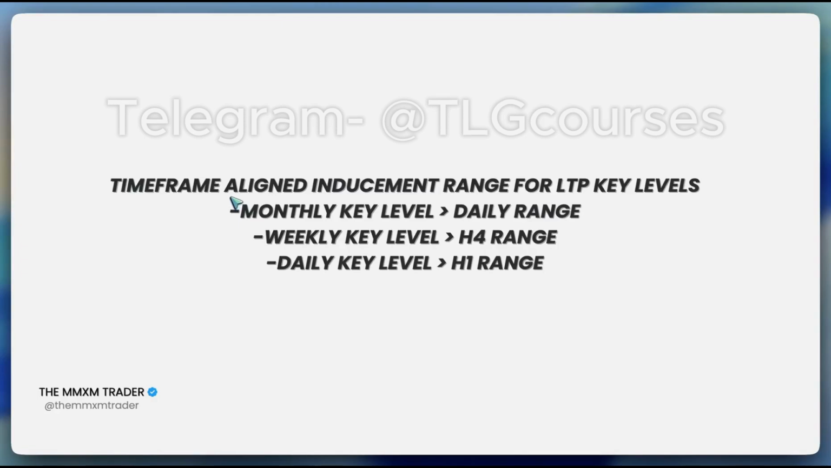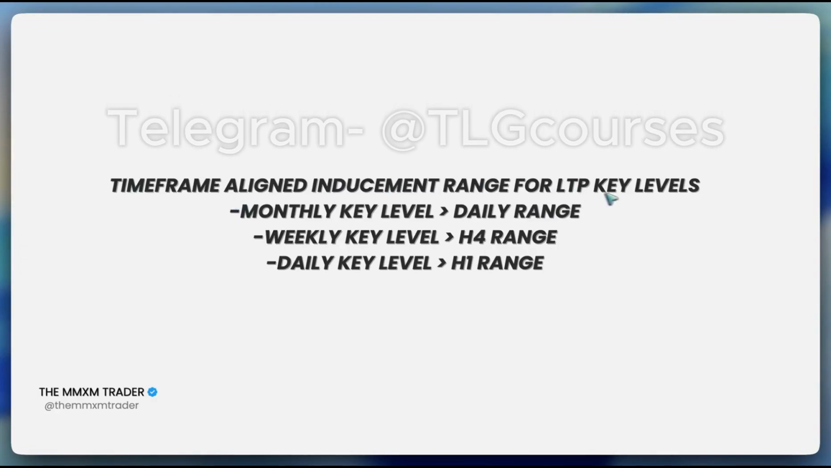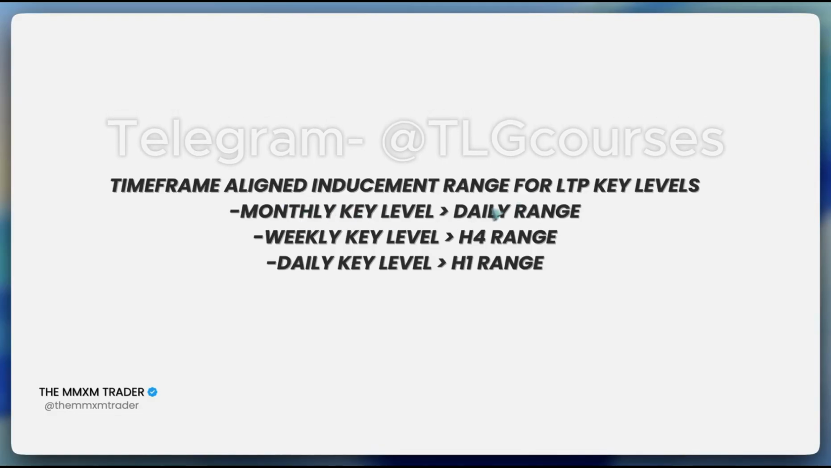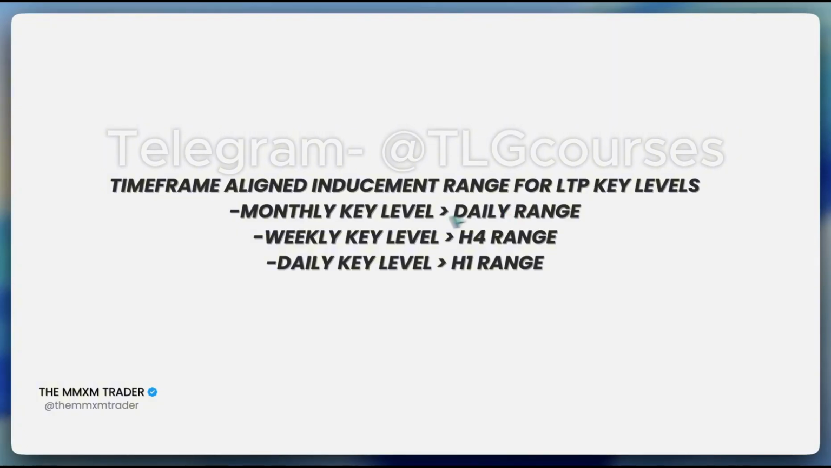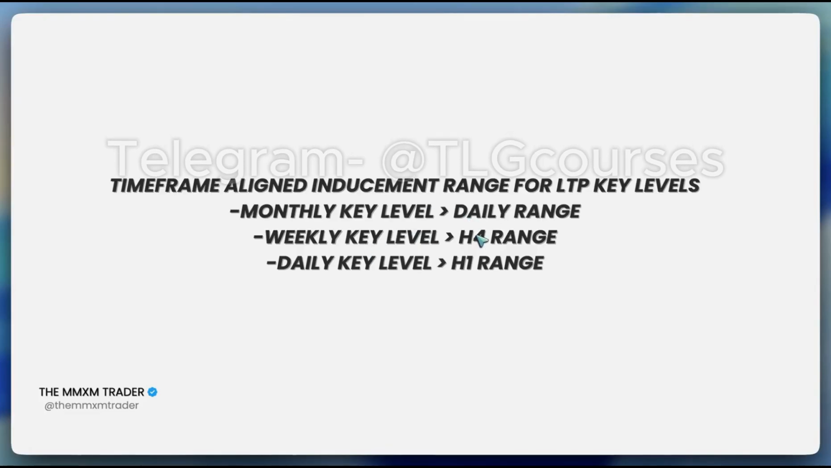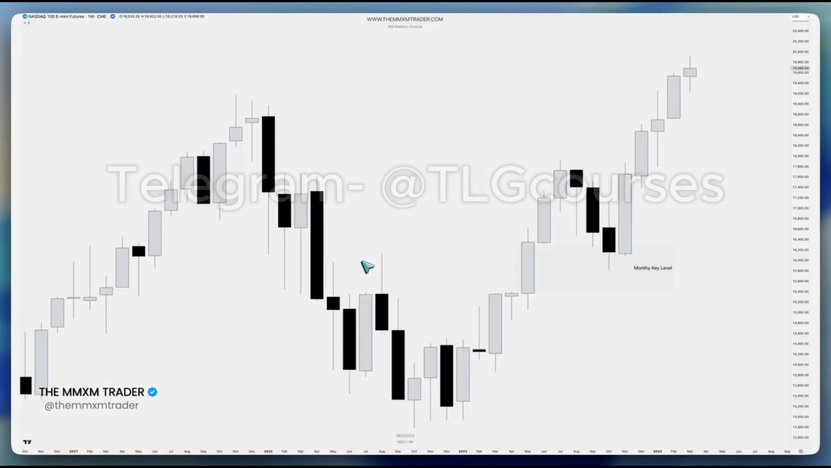Okay, so the time frame alignment for the range for LTP key levels. When we're looking at a monthly key level, we want to see a daily range to pair with the monthly key level. When we're using a weekly key level, we want to use an H4 range to pair with the weekly key level. Daily key level, we use an H1 range to pair with it. So let's first start off with a monthly key level to a daily range.